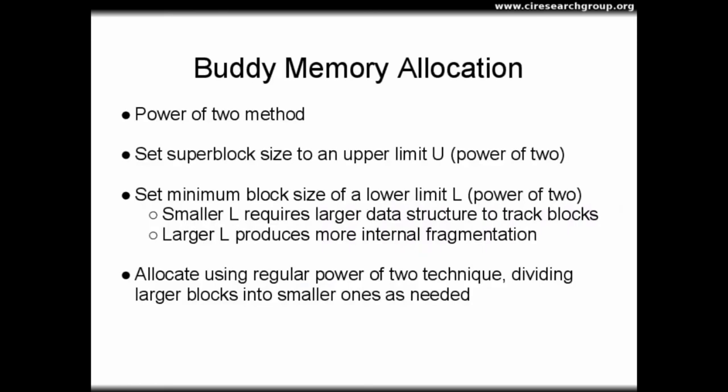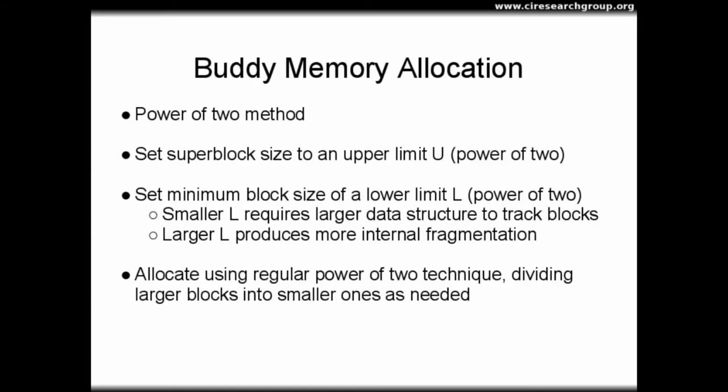Another improvement to memory management is to utilize a buddy system in the power of two strategy. In this allocation system, two limits are chosen to be powers of two, the upper limit U and the lower limit L. The superblocks are the blocks of size U, and these blocks can be subdivided into blocks as small as L bytes. There are trade-offs in picking the size to use for L.